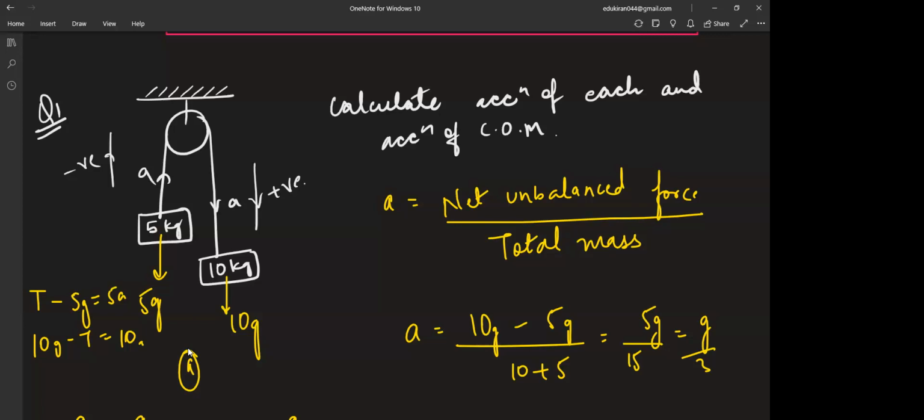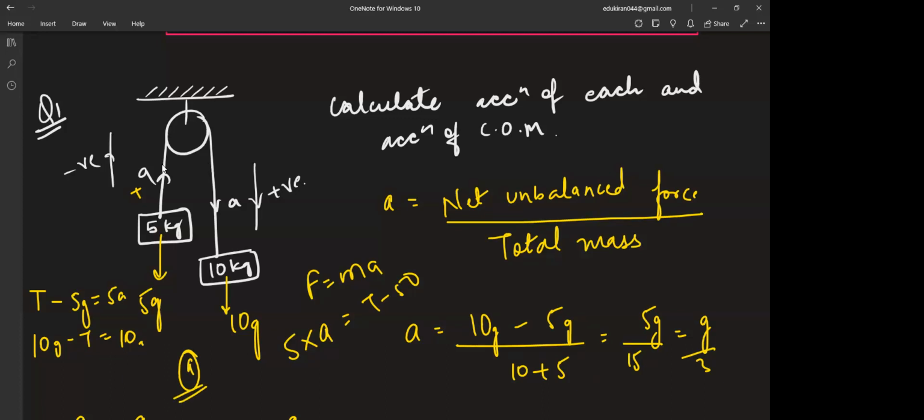Ma'am, how did we get 5a and 10a? See, what is force? Force is mass into acceleration. Force will be mass, that is 5, into acceleration. And what is the net force? Tension must be acting. So tension minus 50, that is 5g. Clear? Yes, ma'am. So you have two equations, so you will get the value of a.